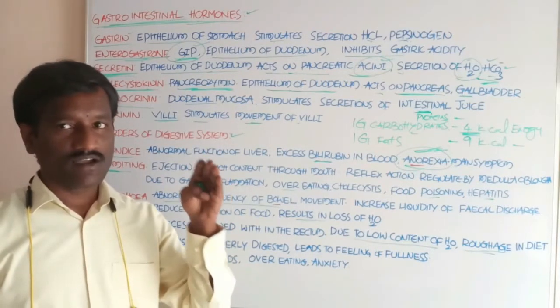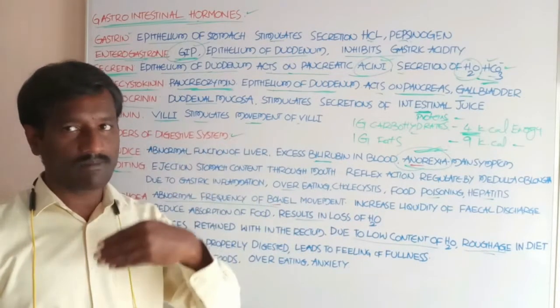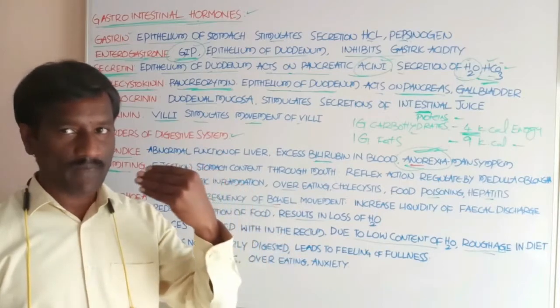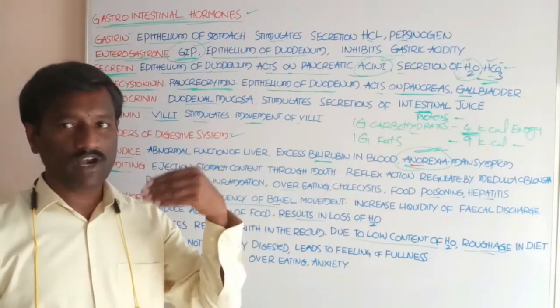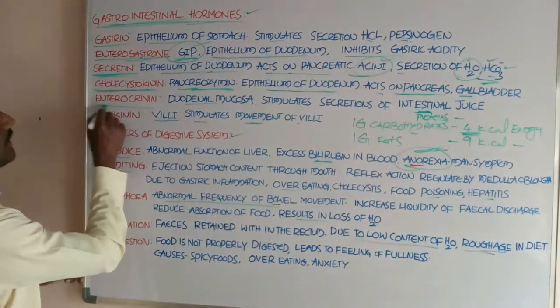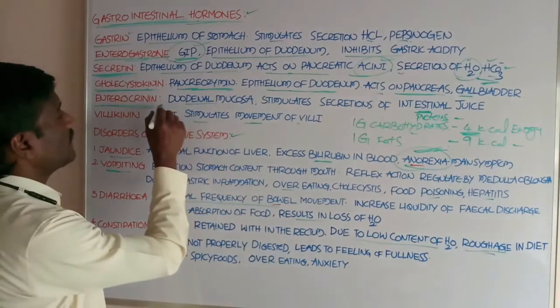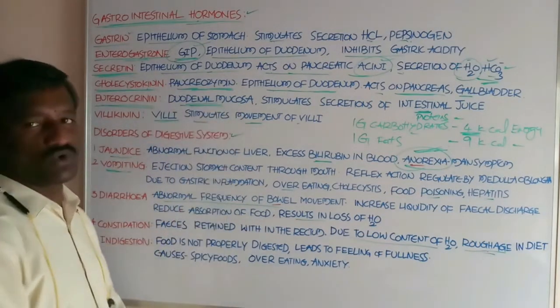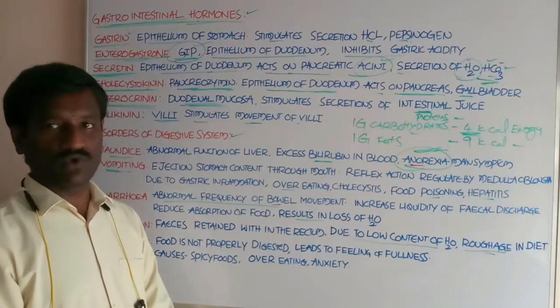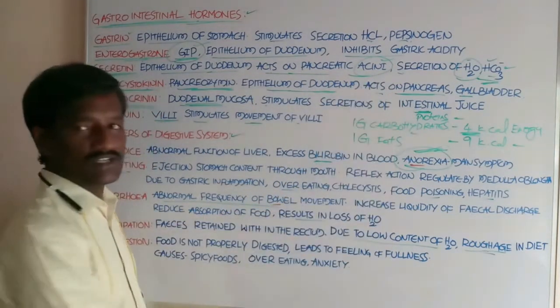It stimulates contraction of the thin wall of the gallbladder to secrete the bile juice through the hepatopancreatic duct into the lumen of the duodenum. And another one is enterocrinin, which is secreted from the duodenal mucosa and stimulates the secretion of intestinal juice.